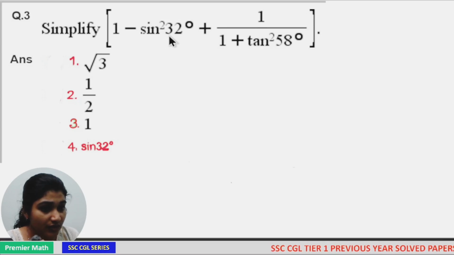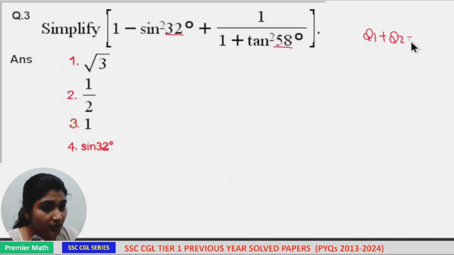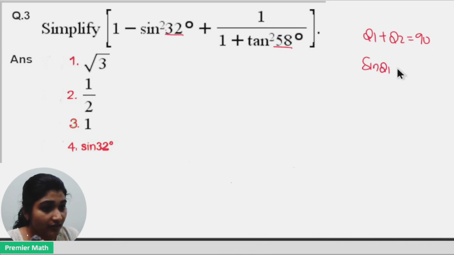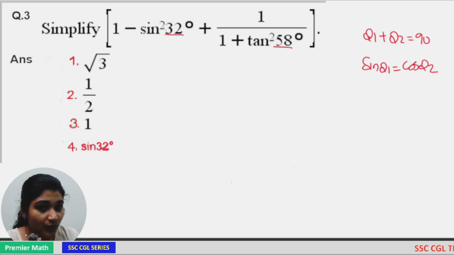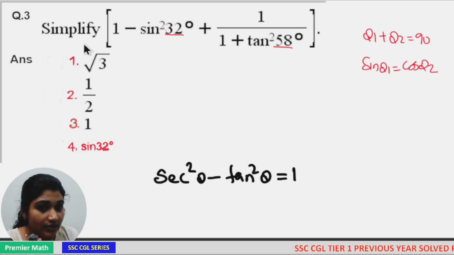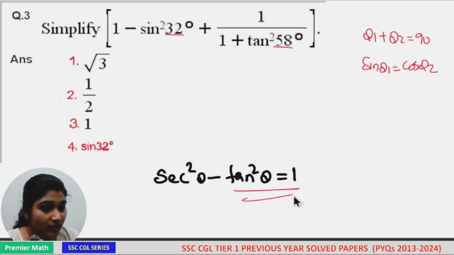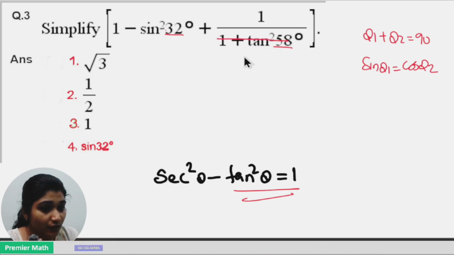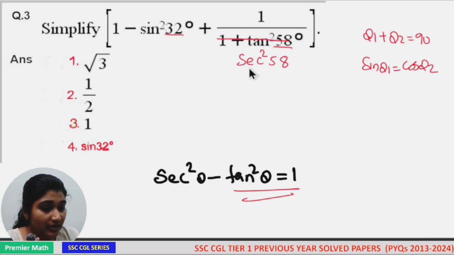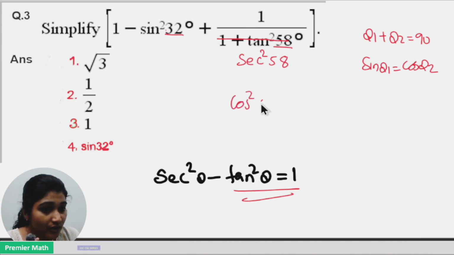Simplify the following. Here 32 plus 58 is 90 degree. When theta 1 plus theta 2 is 90 degree, sine theta 1 is equal to cos theta 2. Here also sec square theta minus tan square theta is 1, which means 1 plus tan square theta is equal to sec square theta. So 1 plus tan square 58 means sec square 58. Then 1 by sec square 58 means 1 by sec theta means cos theta. So 1 by sec square 58 become cos square 58.